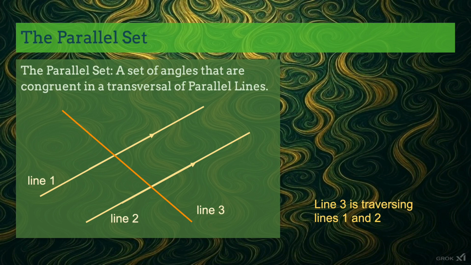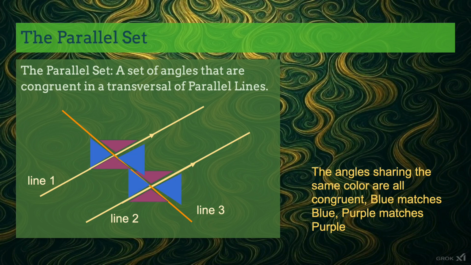So what I'm going to call the parallel set, I'm going to describe this. You have line 3 as a transversal across line 1 and line 2. And there's a set of congruent angles that we're going to talk about. If you look at these colored angles here, all the blue ones are congruent. They have the same angle measure.